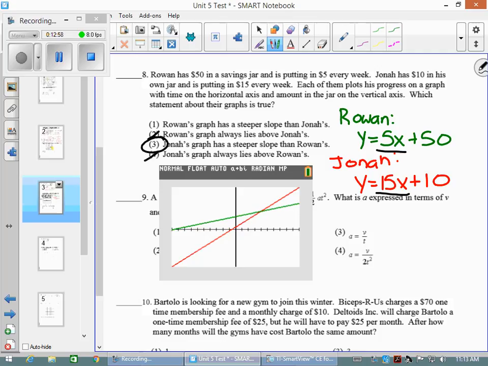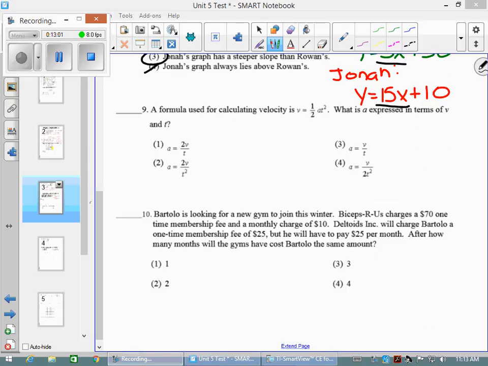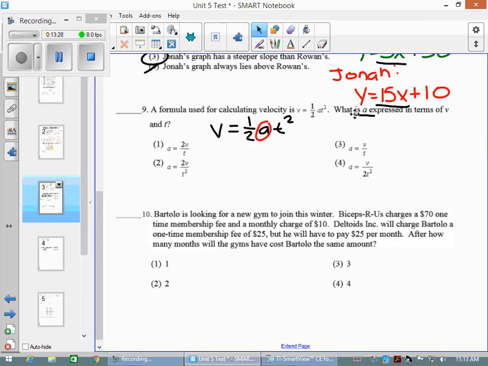Number 9, they're saying that a formula for calculating velocity is v equals 1/2 at squared. What is a expressed in terms of v and t? So they want us to get a by itself. If we rewrite this, v equals 1/2 at squared. And I'm going to circle a because I want to get a by itself. So in order to get a by itself, I want to first get rid of this 1/2. In order to get rid of that 1/2, I'm going to multiply by its reciprocal, which is just 2, and I'm going to do that on both sides.